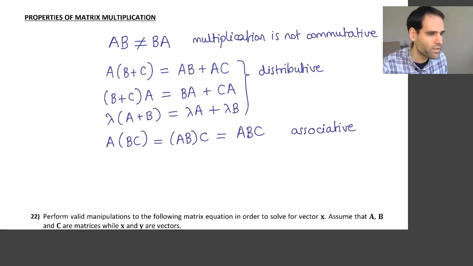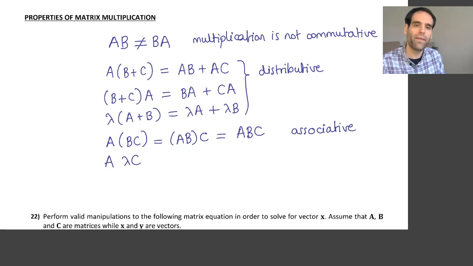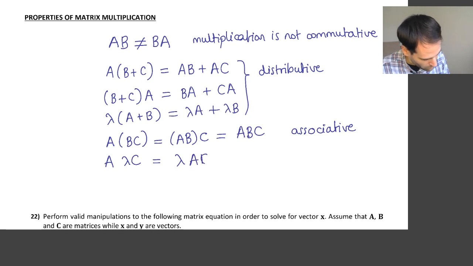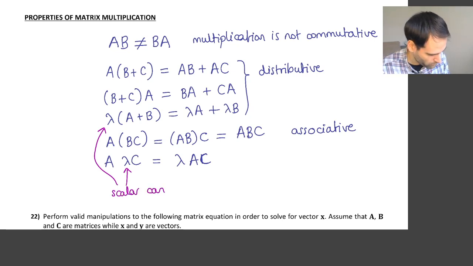And it also works with scalars. So for example, if you have A times a matrix which is lambda times C, where lambda is a scalar, then this is equal to lambda times matrix A times B times C. Yeah? So the scalar can always move around. It doesn't matter. So remember, lambda is a scalar. Can move around.